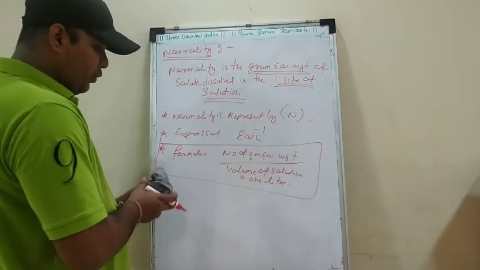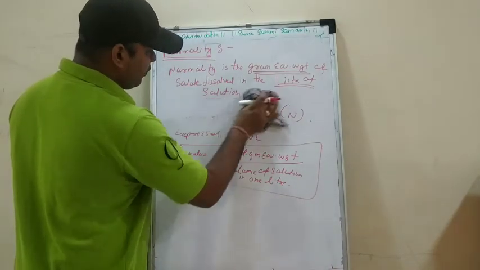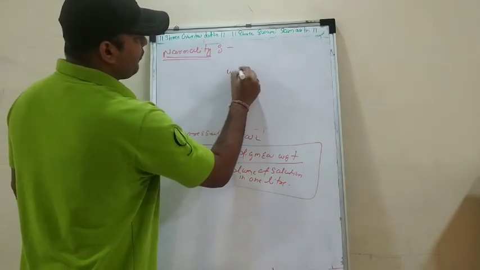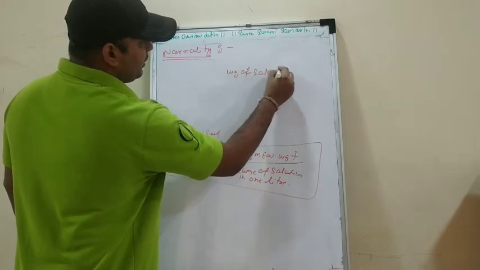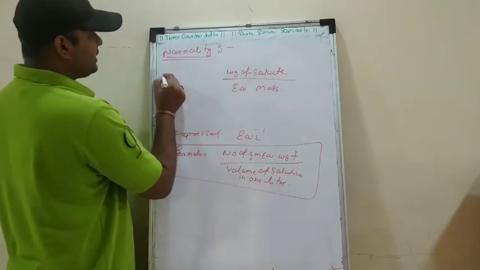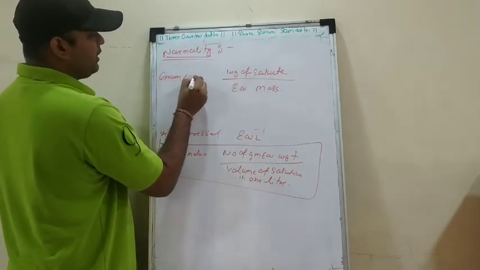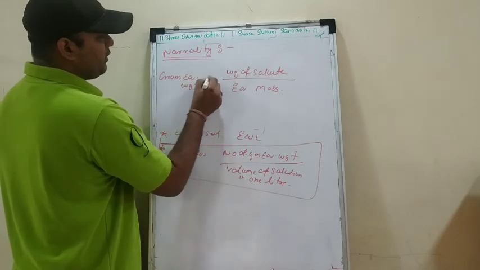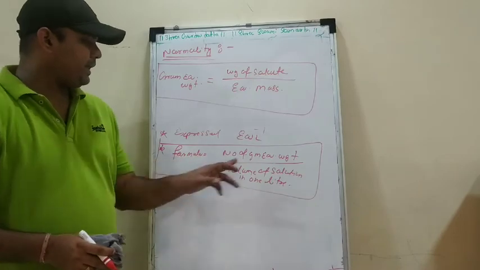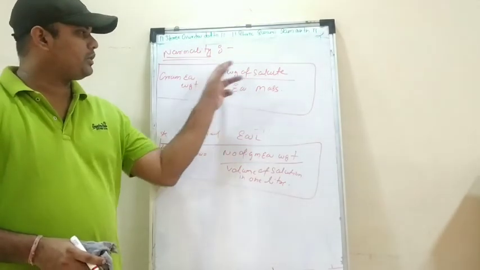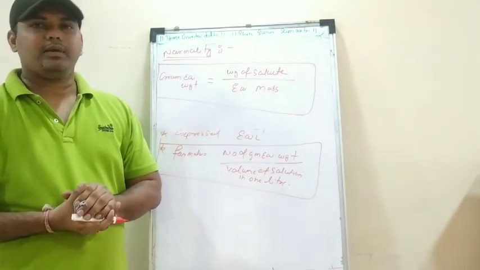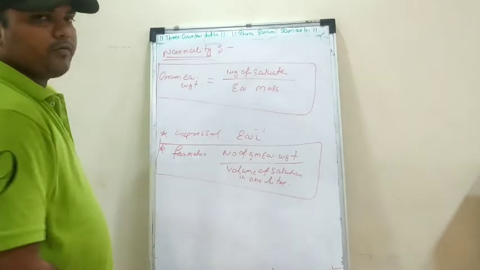Now what is the gram equivalent weight? Gram equivalent weight is nothing but the weight of a solute divided by the equivalent mass. So you also note down this formula. You should know what exactly the gram equivalent weight is. Gram equivalent weight is equal to weight of a solute divided by the equivalent mass. I hope that you might have understood the concept of normality.